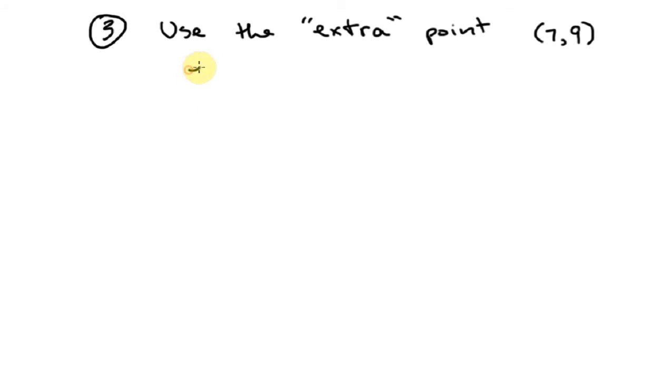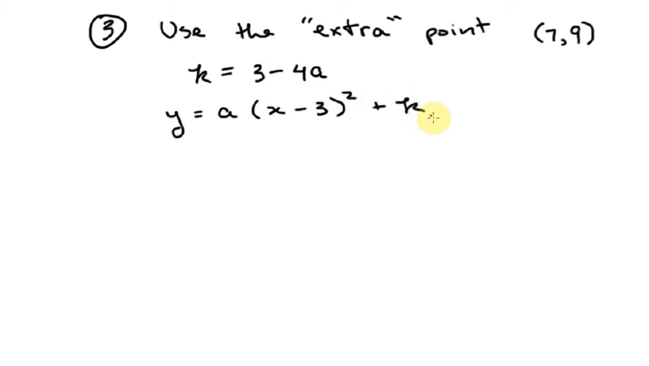I want to rewrite it here so you can clearly see. We came up with an expression for k, and that was 3 minus 4a. And we also had this prototype equation: y equals a times (x minus 3) all squared, plus k. So what we're going to do is substitute this expression, which is equal to k, in for the k at the end of this equation.